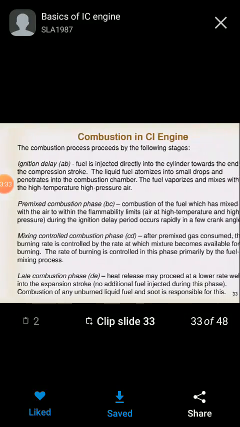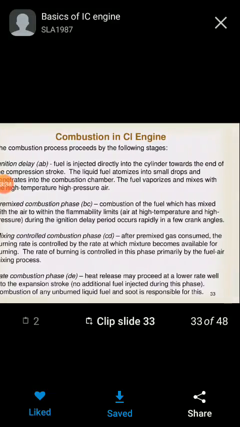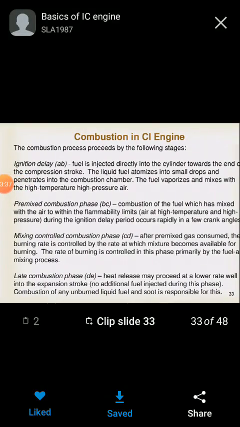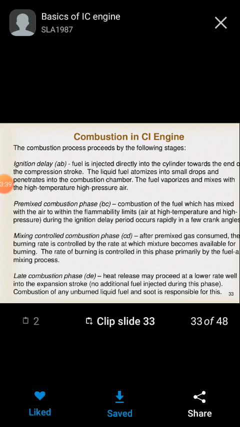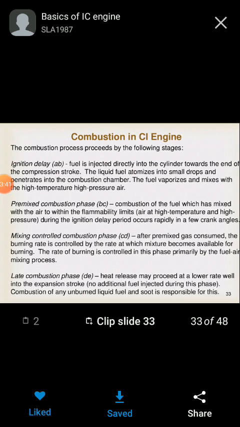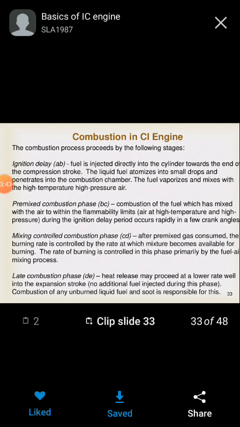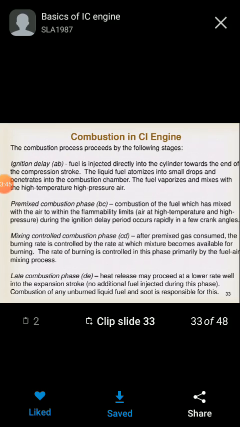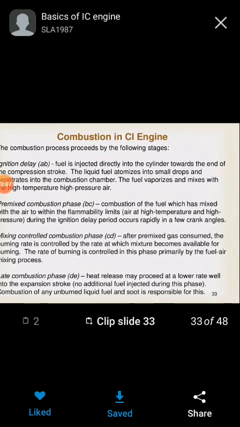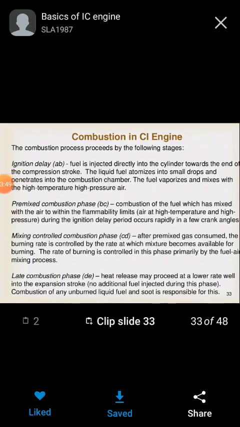Mixing controlled combustion phase. After the premixed gas is consumed, the burning rate is controlled by the rate at which the mixture becomes available for burning. The rate of burning in this phase is controlled primarily by the fuel-air mixing process.